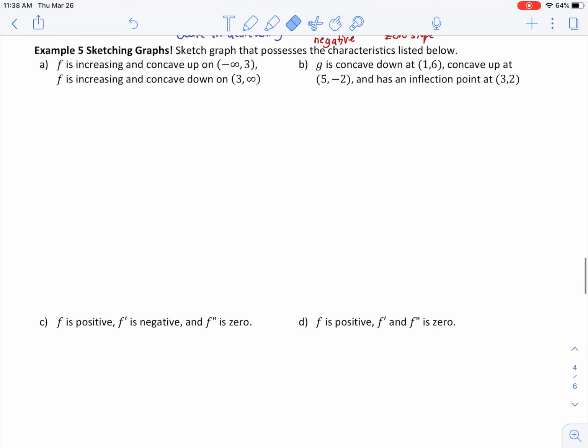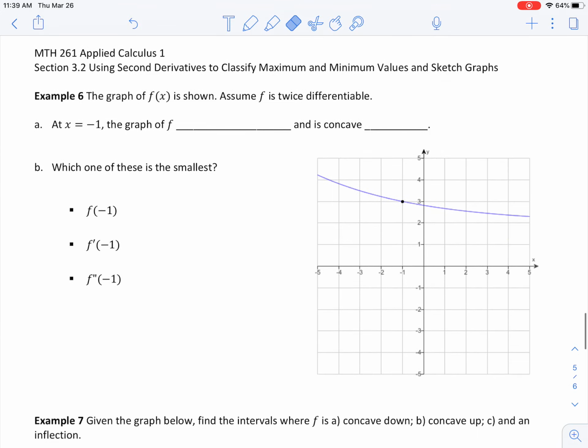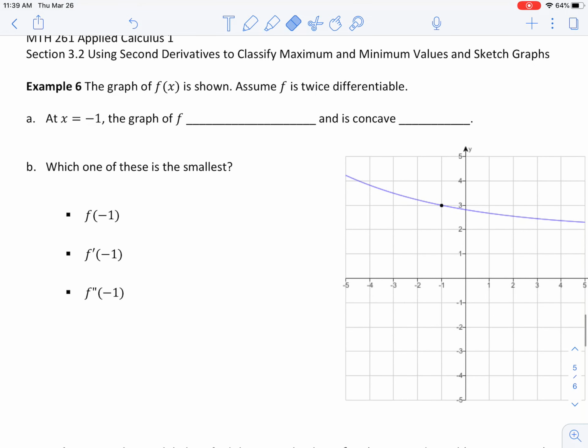So what I'm going to do is I'm going to do example 6 and 7 first, and then I'll come back and sketch graphs with you on example 5, okay? So start with page 5, example 6, okay? Let's do this one together.